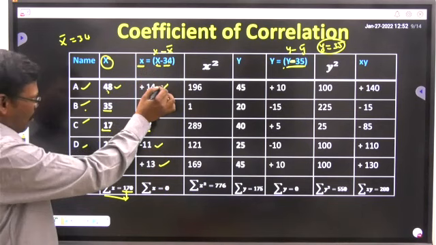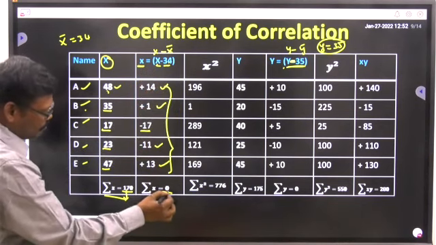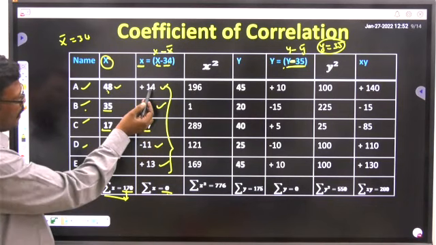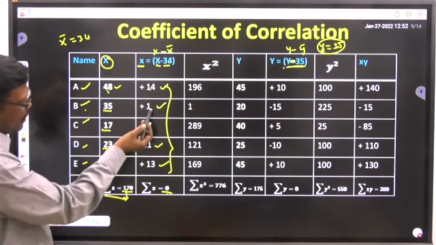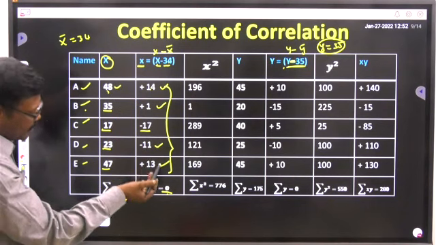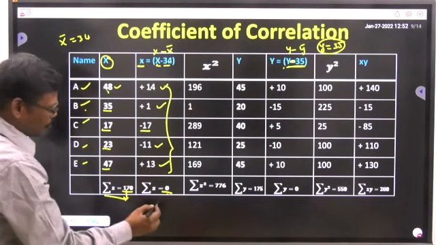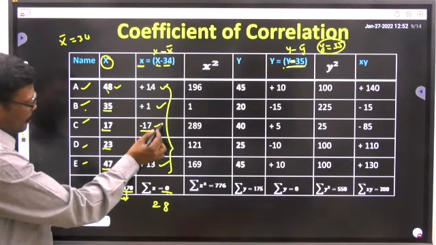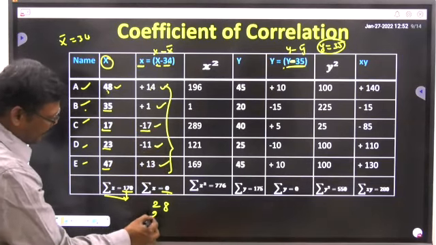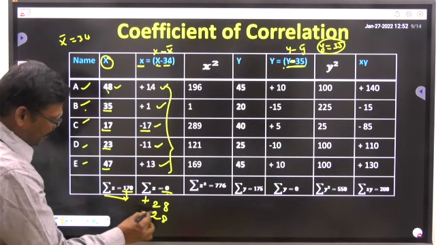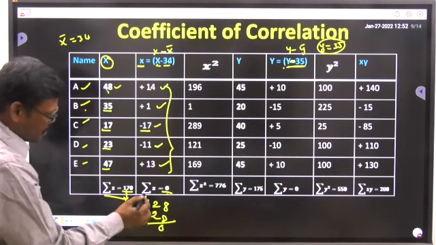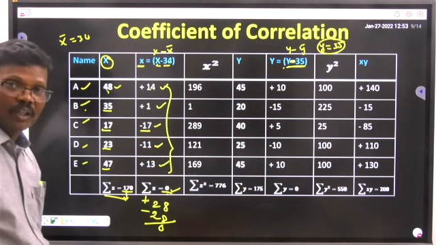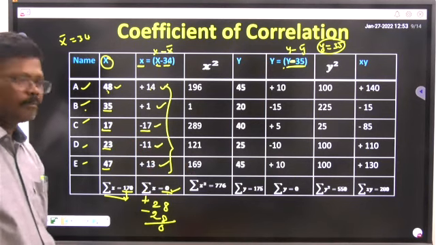The sum of all these values is 0. Here, 14 plus 1 is 15, 15 plus 13 is 28. The minus values, minus 17 and minus 11, are also minus 28. So plus 28 minus 28 we get 0. Sigma x is equal to 0.